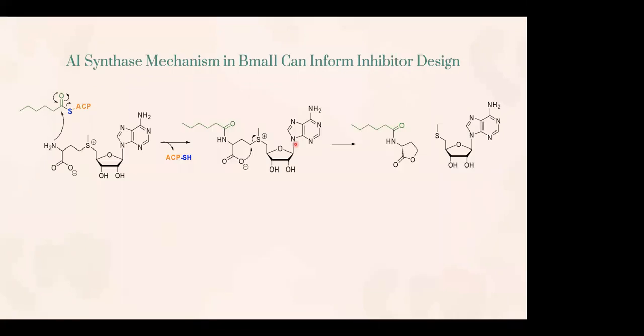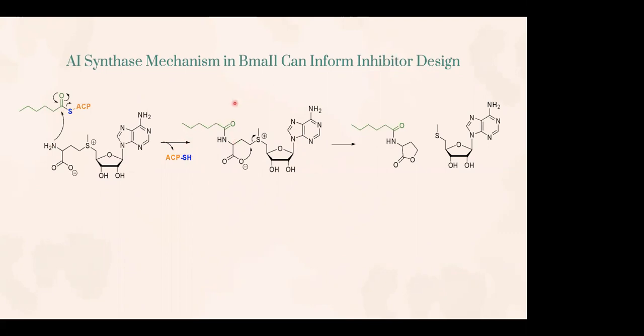So this is the mechanism of the AI synthase to create these autoinducer molecules. So what we start with is this molecule over here called S-adenosylmethionine. I'll refer to it as SAM from now on. SAM reacts with acyl ACP, and we lose thio-ACP as a product. And then we have this transition state.